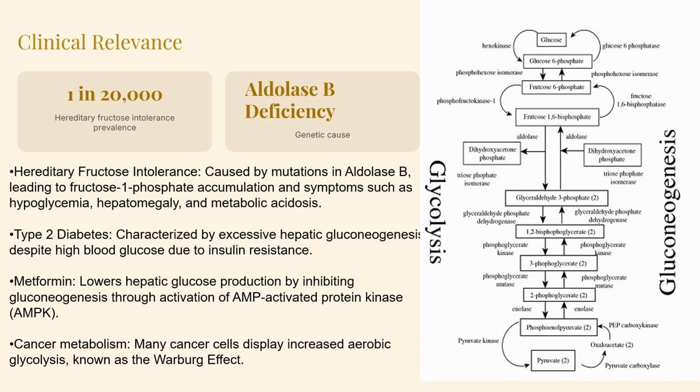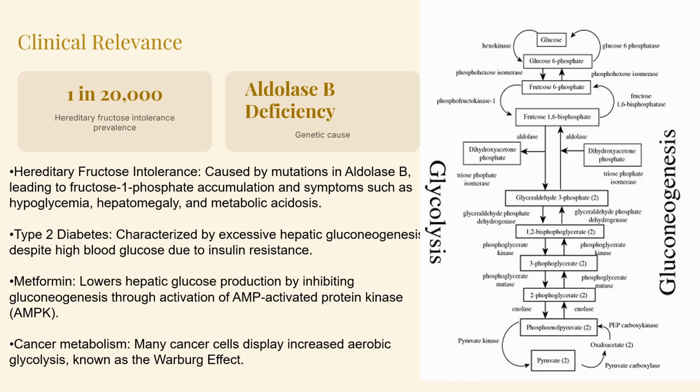This accumulation interferes with normal glucose metabolism and depletes cellular phosphate and ATP levels. As a result, patients can develop severe hypoglycemia, enlargement of the liver known as hepatomegaly, and metabolic acidosis after consuming foods containing fructose and sucrose.